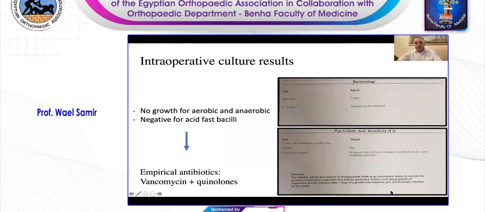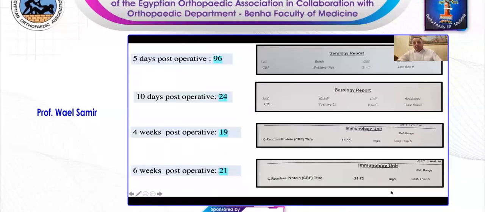And unfortunately, post-operative, all the cultures are negative for aerobic and anaerobic. And also, since this is a monoarticular hip arthritis, we should exclude TB, and it was also negative for acid-fast bacilli. And we follow the patient by serial CRP, and this is a serial CRP from 5 days post-operative.